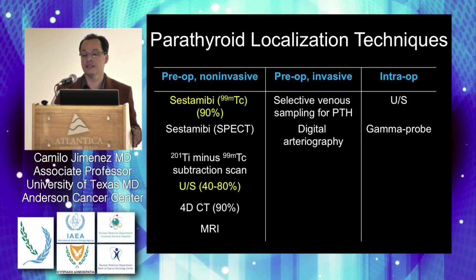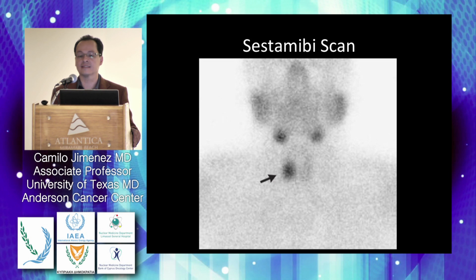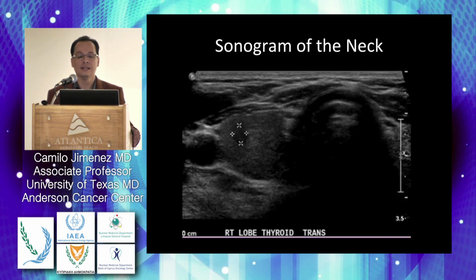And what are those localization studies? I'm not going to refer much to them. You already had excellent lectures on this yesterday. But you know, sestamibi scan and ultrasound of the neck, either alone or in combination and together with the SPECT-CT and 4D CT scans, which are new technologies, may help us to identify parathyroid adenomas. You can see an example here of a sestamibi scan that shows a parathyroid adenoma located in the right side of the neck, as well as a sonogram of the neck that confirms the presence of the parathyroid adenoma.